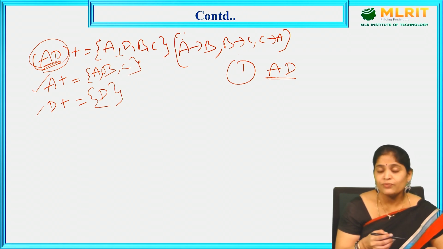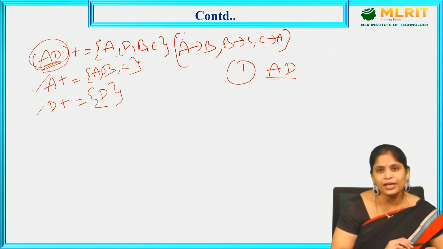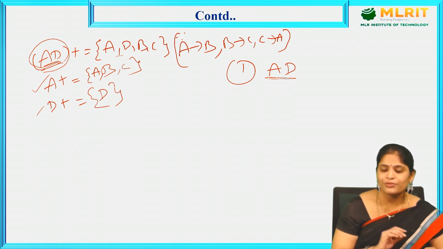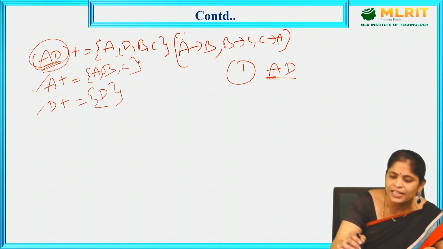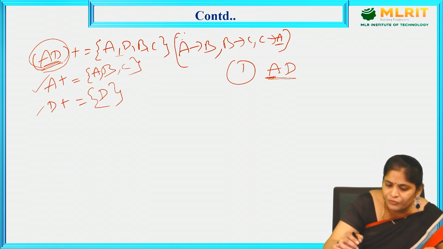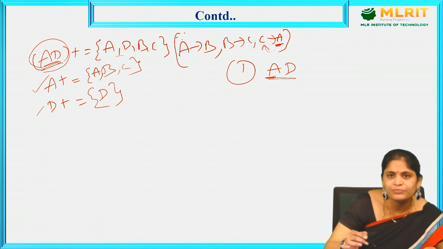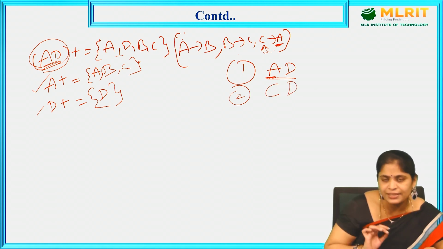Prime attributes. We need to check whether these prime attributes are available at the right hand side of the given FDs. AD. Check whether A is available at the right hand side. Yes, it is available here. So we have to replace it. This A is derived by what? C. So here we need to replace this A with C and D as it is.